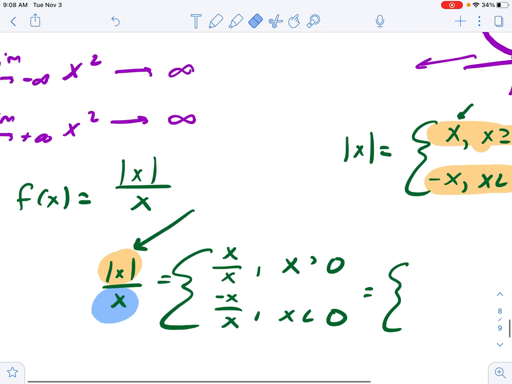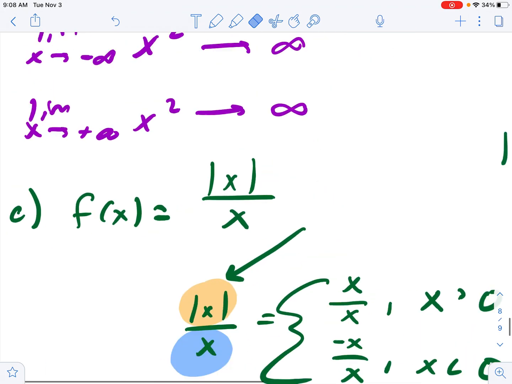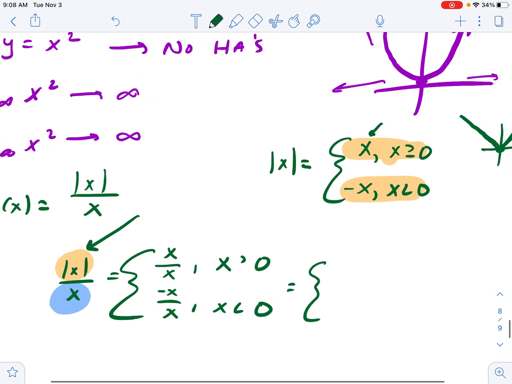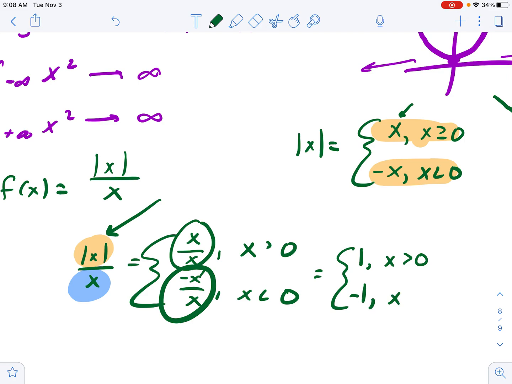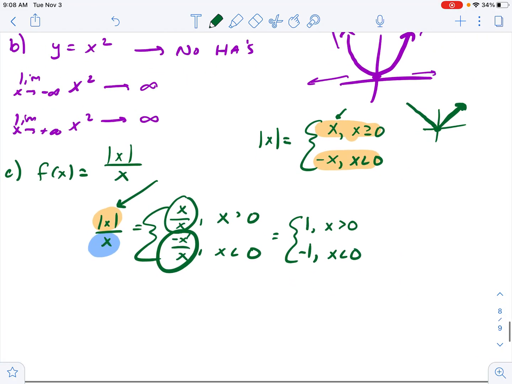What? Oh, and that's not defined at 0. Careful, this original function is not defined at 0 because of that x in the denominator. Okay, so not continuous at 0. We've got to be careful there. But in any event, look, what does x over x simplify to? 1. f of x is nothing more than the line y equals 1 for x values that are positive, and negative 1 for x values that are negative.